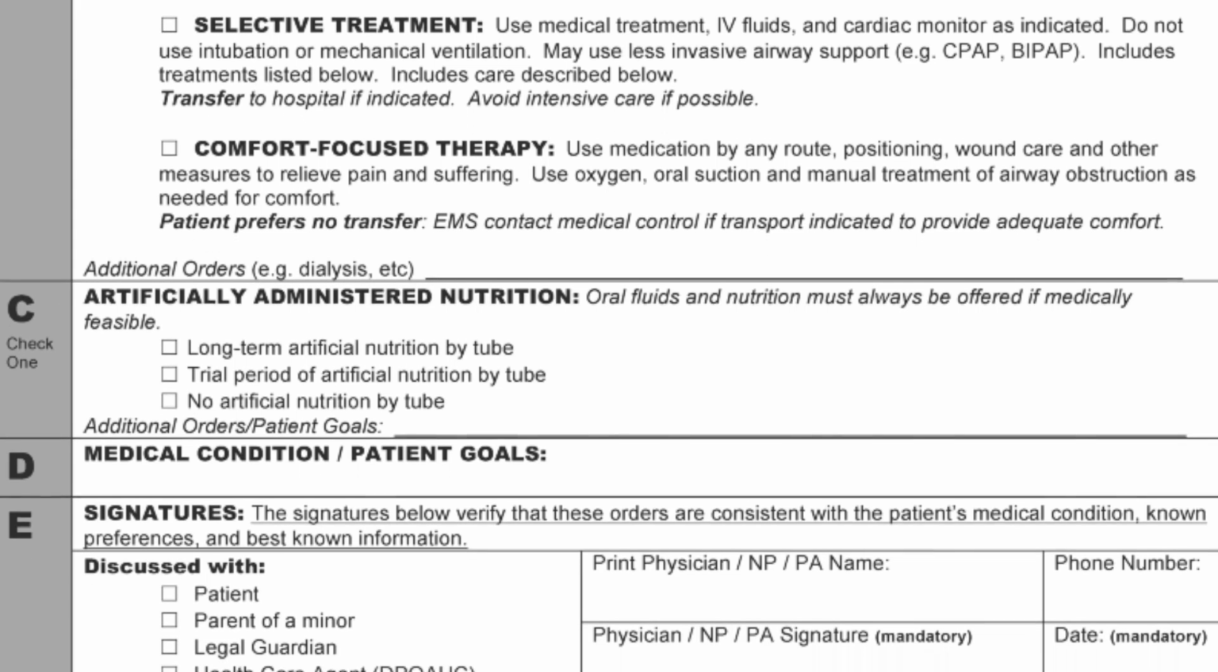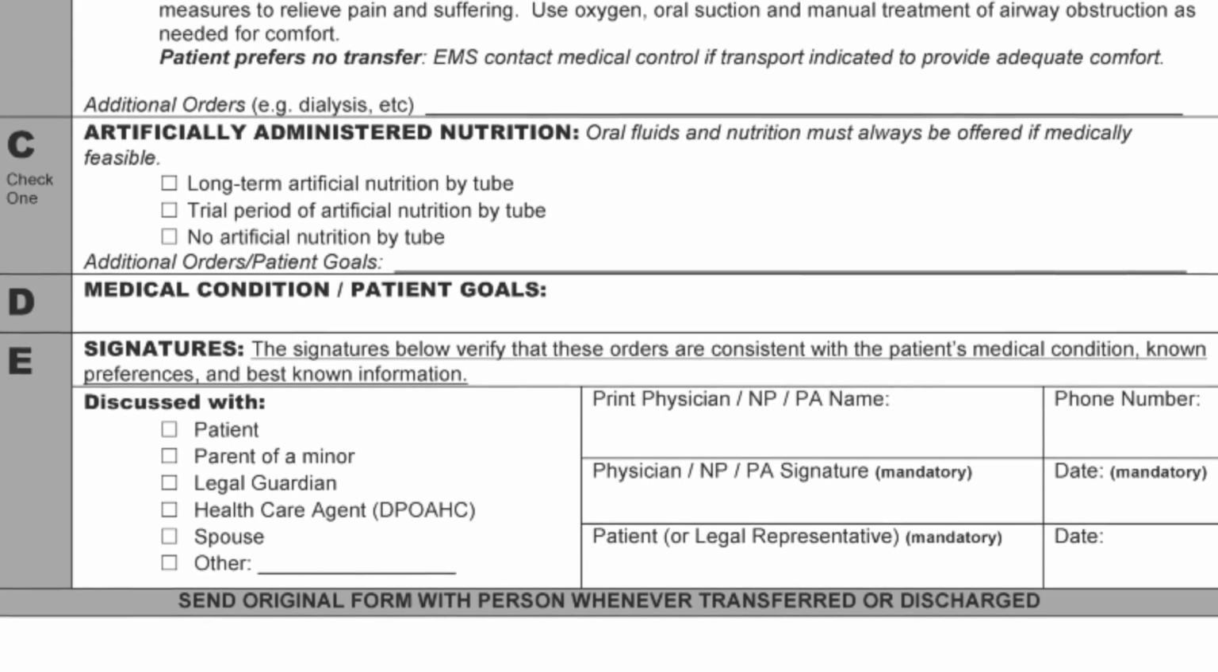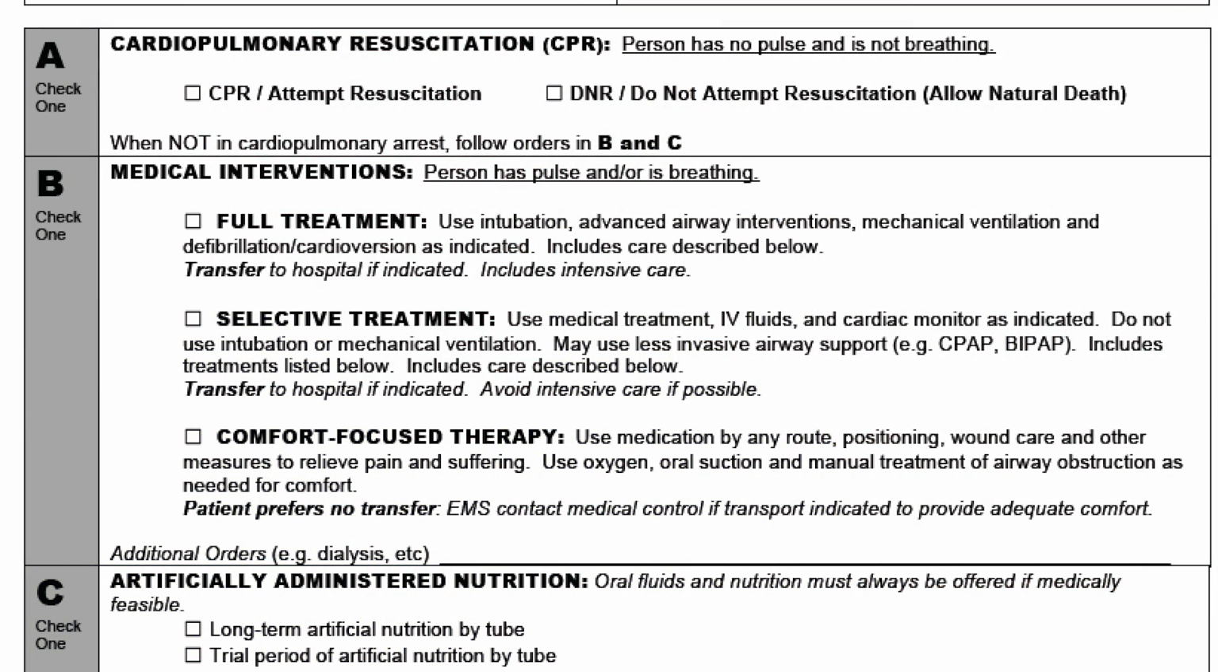The top of the form is simply name, date of birth, social security number, all of the nitty-gritty of patient information. The form starts with box A, which is CPR. So the form states if a person is found to have no pulse and is not breathing, does the patient want to have CPR or not have CPR? This then starts the treatment tree going down from there.